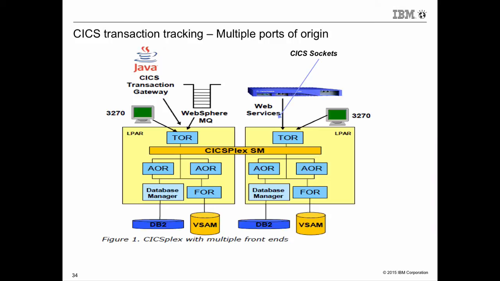The idea was that you would have stuff coming in from web services or MQ or wherever the case might be. It comes into a terminal-only region. It bounces around from system to system. If you're trying to diagnose a problem, you wanted to be able to discover where the transaction entered from. What was the point of origin? So what was the IP address or whatever where things came in from?